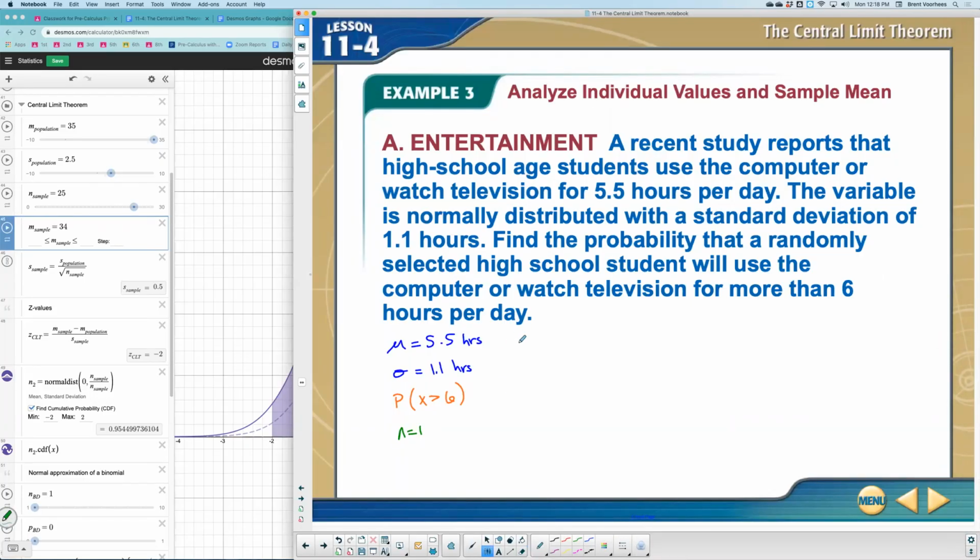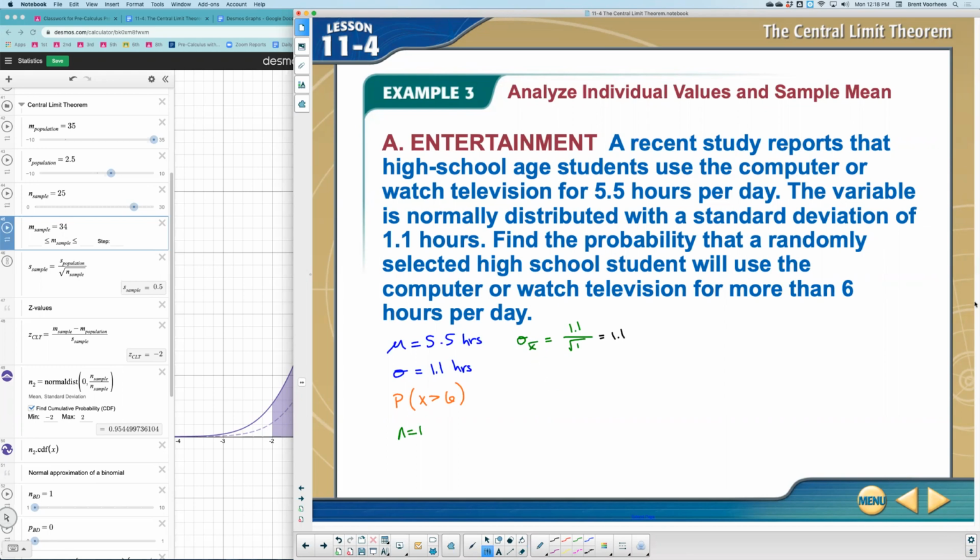So let's first start off with finding the standard error here. If you remember, you take the original standard deviation, 1.1 hours, and you divide by the square root of the sample size, which is the square root of 1. So we will have here 1.1. That is our standard error.